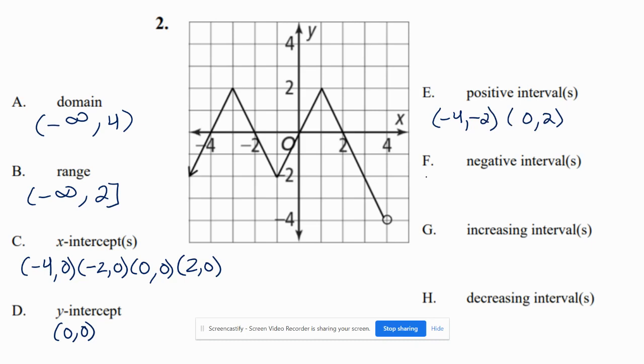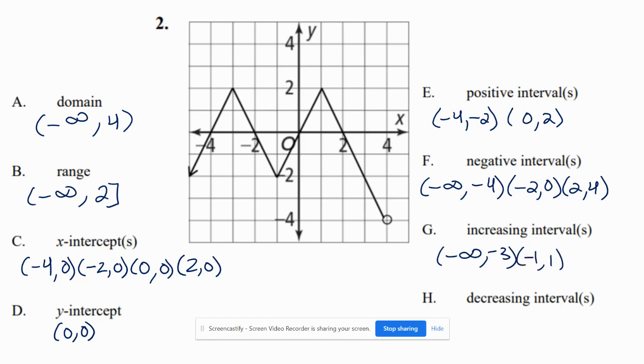Negative intervals, we're going to have from -infinity to -4, -2 to 0, and from 2 to 4, all in parentheses according to the graph. Increasing intervals, there's a couple of those. The first one at -infinity to -3, and the other one will be from -1 to +1.